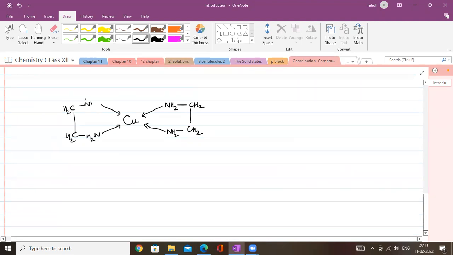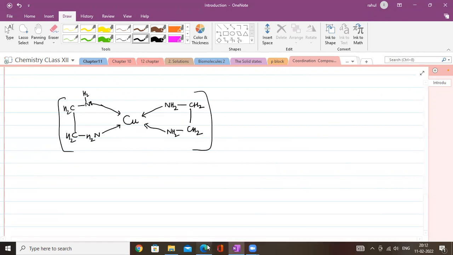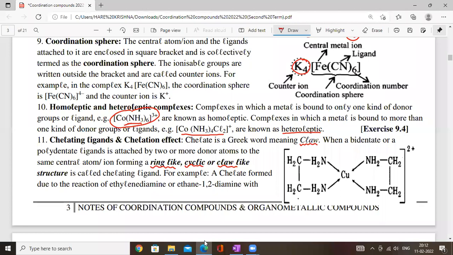Now you can see here it is forming a cyclic kind of structure, or of course a ring-like structure. Such kind of structures are called chelating complexes. So I have written here, whenever a bidentate or a polydentate ligand is attached by two or more donor atoms to the same central atom or ion, forming a ring-like, cyclic or claw-like structure, it is called a chelating ligand.